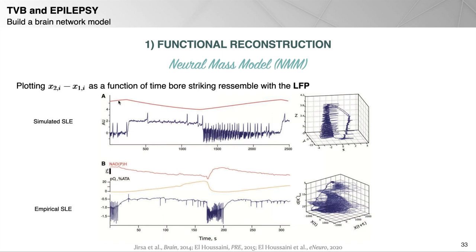So here you have the simulations of this Epileptor model, the time series. In red, it's the Z variable, the slow permittivity coupling. And here you have empirical seizures.